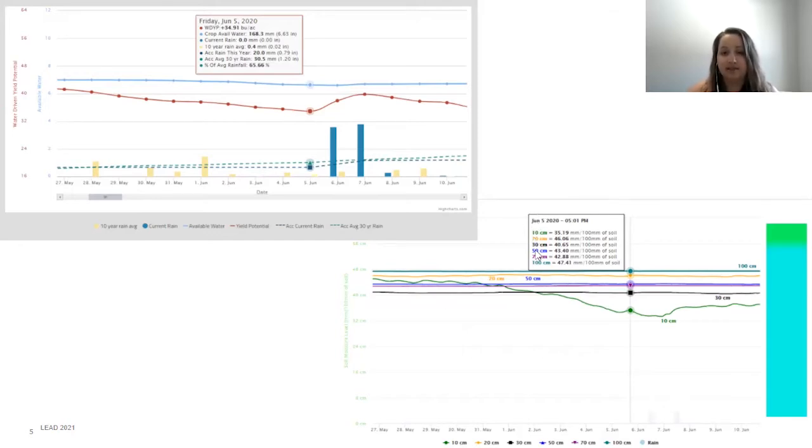So these boxes of information here will show up as you scroll along the line. You can go back and look at previous days' information as to where the soil moisture levels were. Same thing up here on the yield potential graph. You can scroll along these dots and get information about past days for weather information.